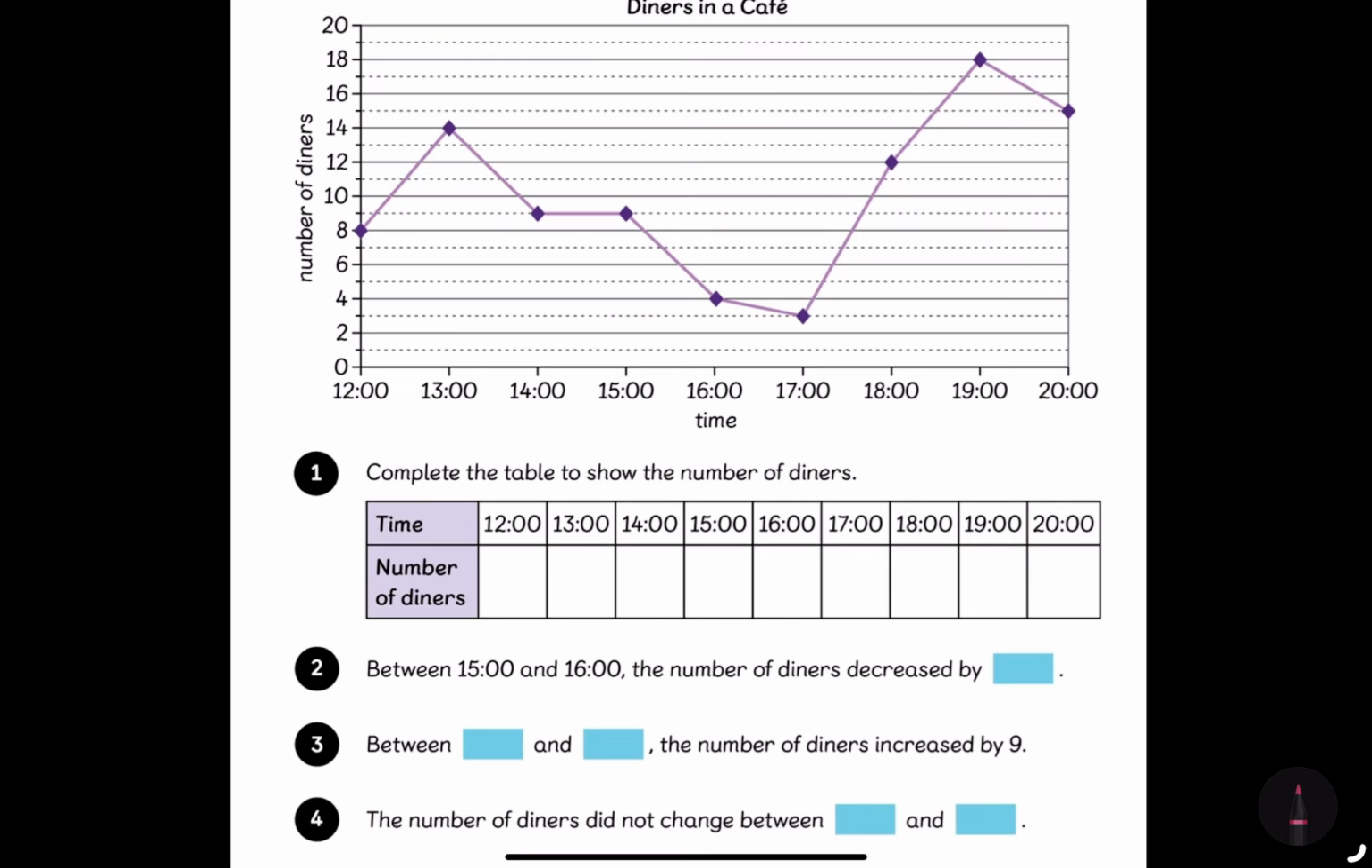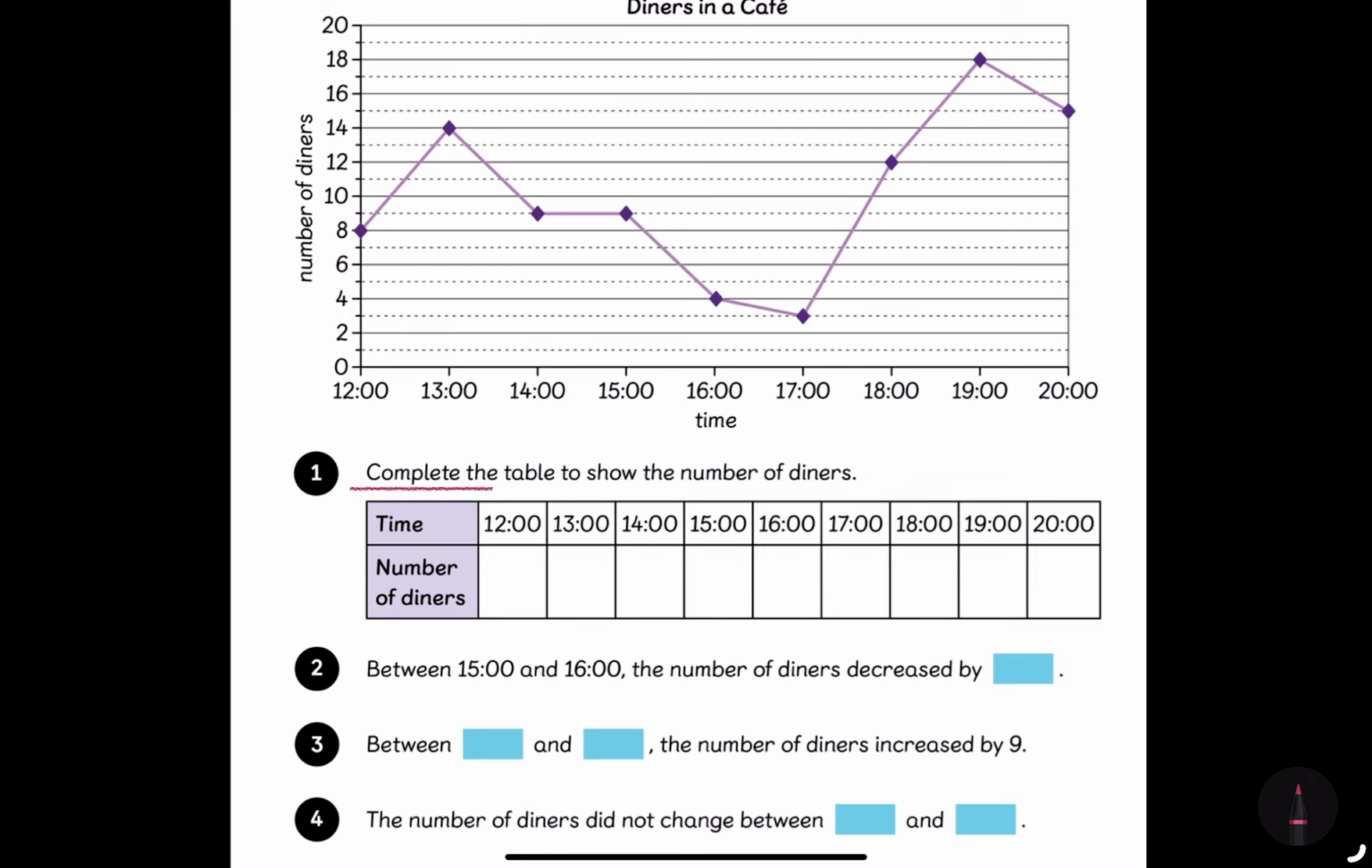Today we are going to be dealing with the chapter graph. In this, as we see the line graph here, we are going to be reading it, noting down the answer, and accordingly, there are a few questions that we need to answer in accordance to the same. So let's begin with the first and foremost, which says complete the table to show the number of diners.